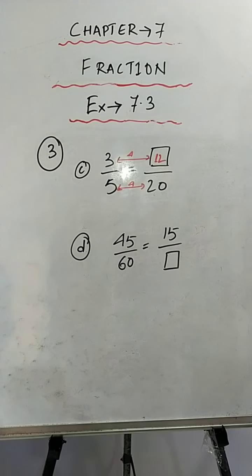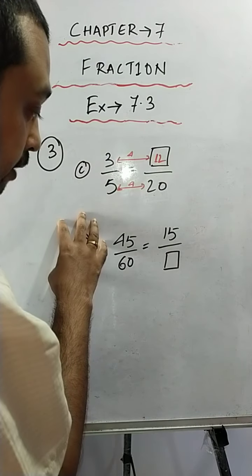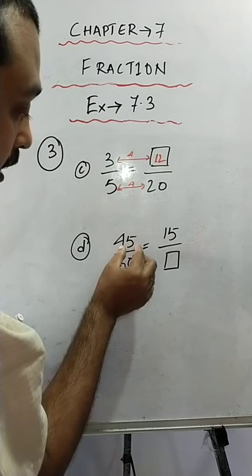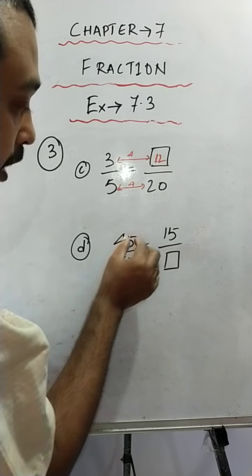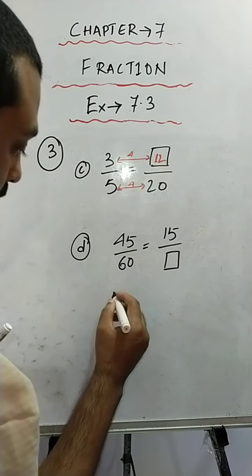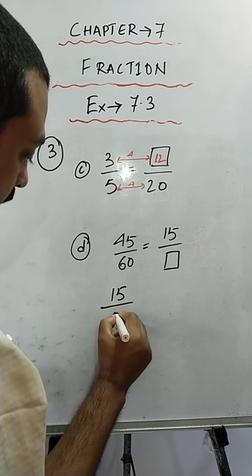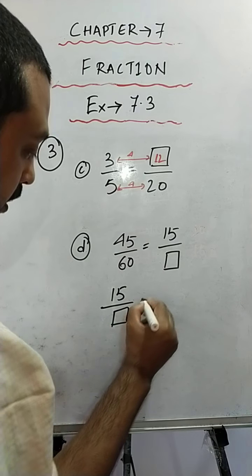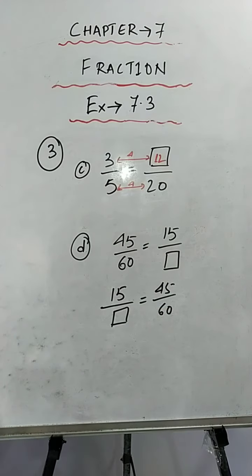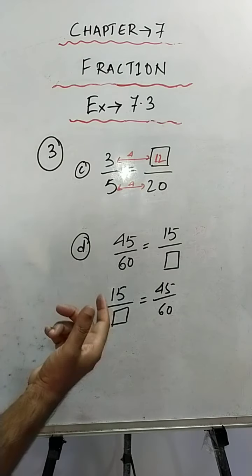Now in question number D, we have two fractions. This time the numerator is given. Here the bigger number is given on the left hand side and the smaller number on the right hand side. So you can write it this way: 15 by box equals 45 by 60. It will be a little more convenient for all of you to understand.